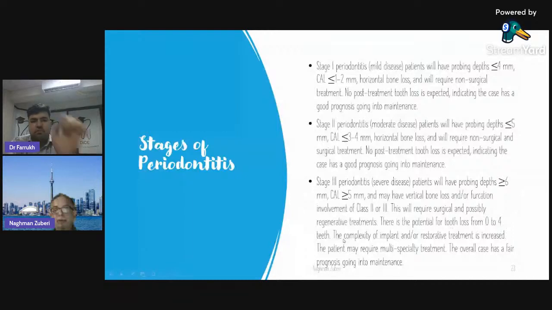The complexity of implant and or restorative treatment is increased, and the patient may require multi-specialty treatment. The overall case has a fair prognosis going into maintenance.